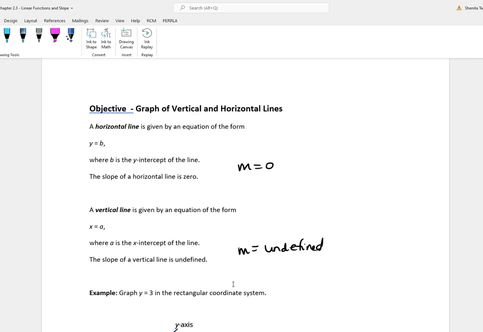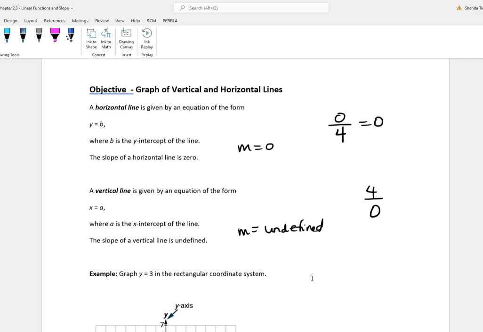And the reason why it's undefined is, for example, you cannot have 0 in the denominator. Anytime you have 0 in the denominator of a fraction, it's undefined. So here you can have 0 up here, and that would be 0, but you cannot have 0 in the denominator. So that's why it's undefined.